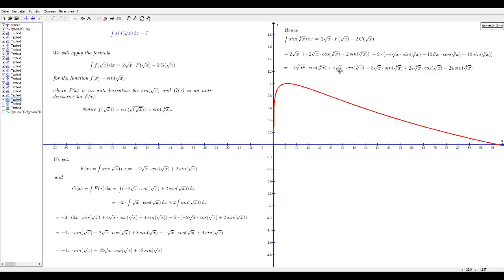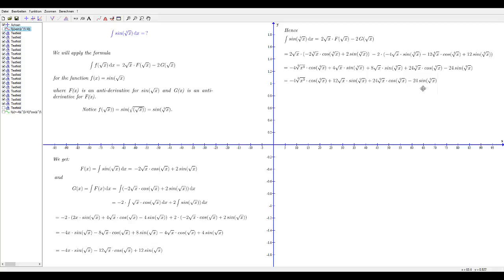The only thing left to do is again simplify by adding this plus 4 square root of x times sine fourth root of x plus 8 square root of x times sine fourth root of x, and you get a 12 square root of x times sine fourth root of x, right? Let us quickly turn off the graph for our function, and so we get our result.